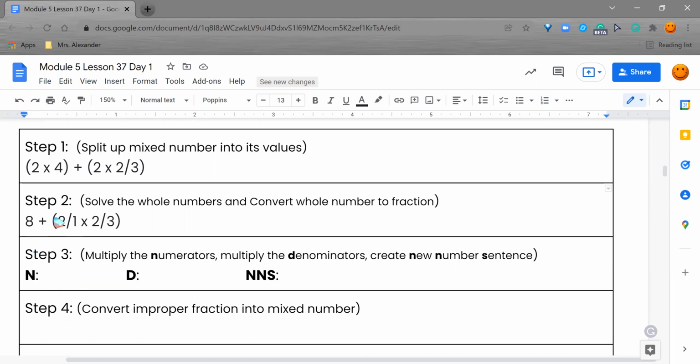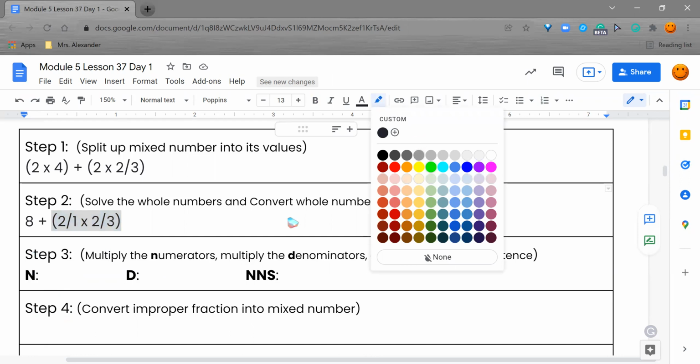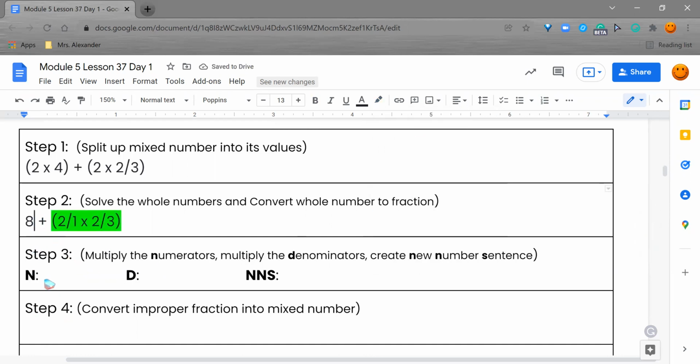So we're working on the parentheses right here, which is really important because we have to get the parentheses done first before we can add. So the first thing I'm going to do is multiply my numerators, and I see that I have 2 and 2. So right here, I'm going to do 2 times 2, which equals 4. And now I'm going to take my denominators, the 1 and the 3. So 1 times 3, which equals 3.